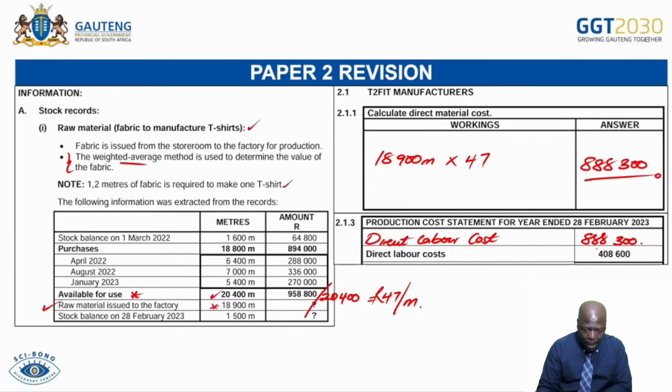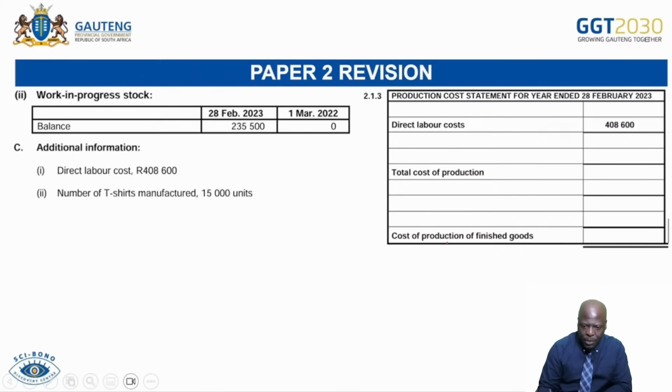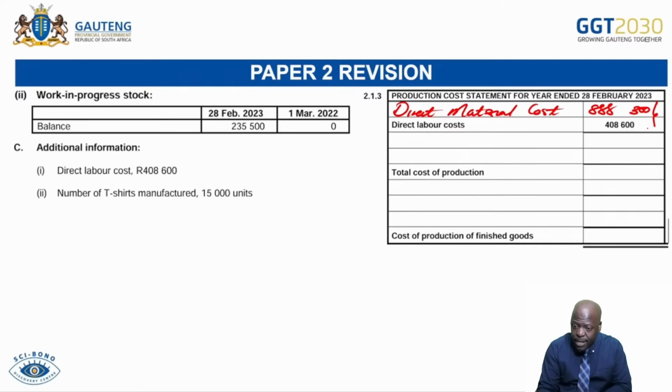So here, your prime cost, when we come to the next part of the question. Remember, our direct material cost here was given to be 888,300. And then if we add these two, they were giving us 1,296,900. And that is our prime cost. Okay, that is our prime cost.